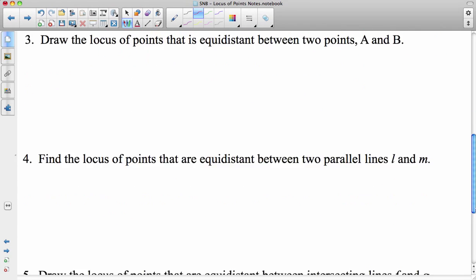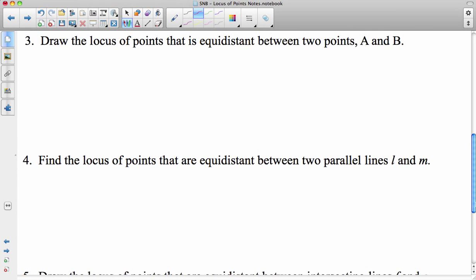So these really aren't that hard. You just have to come up with a picture and be imaginative about where the dashed or the dotted lines would go, or the points. So next we need to draw the locus of points that is equidistant between 2 points, A and B.